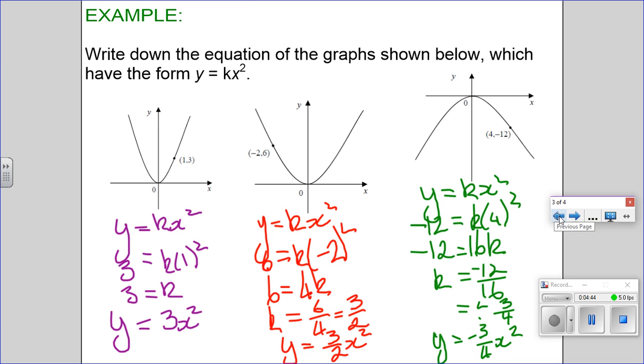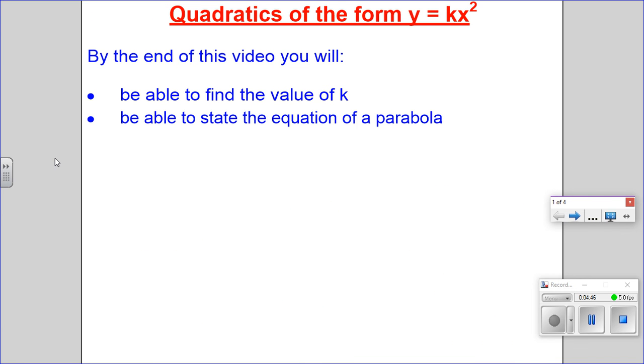So let's go back. Do we now know how to find the value of k? Well, I definitely hope so. We've had 4 examples of doing it, so we should. And can we state the equation of the parabola? Again, with 4 examples, we definitely should be able to do these things. Okay, spot on, we're done.